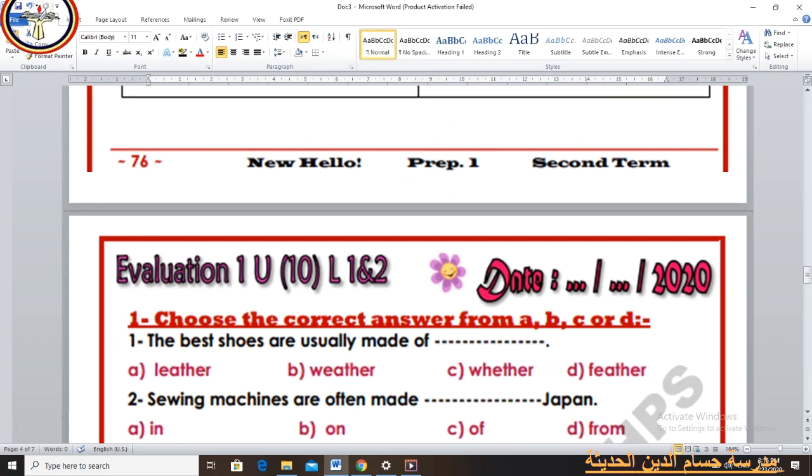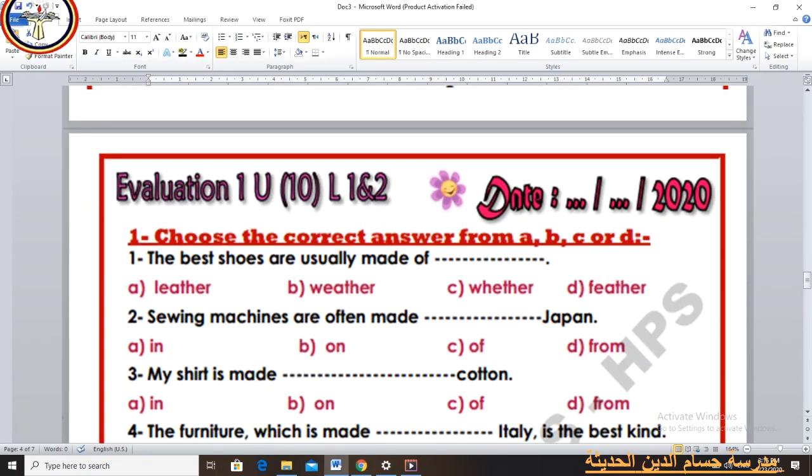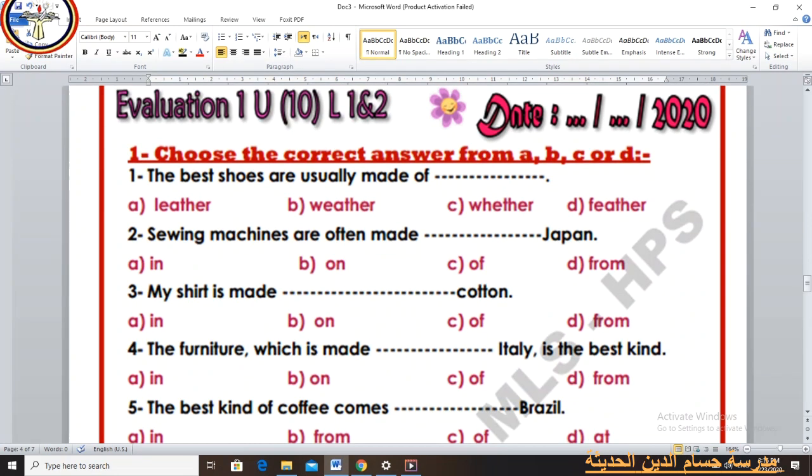And now, let's move to our evaluation. Choose the correct answer from A, B, C, or D. Number 1: The best shoes are usually made of. Who can answer? Yes, Yusuf? Yes, it's number A, leather. The best shoes are usually made of leather.